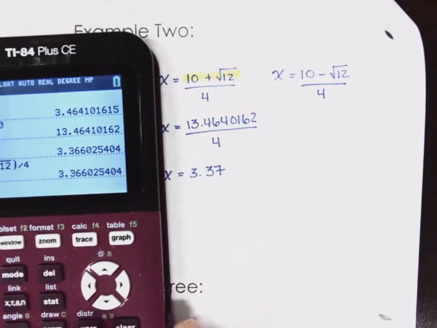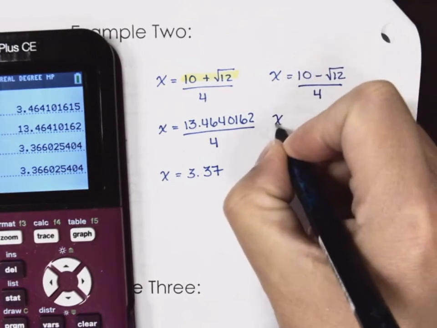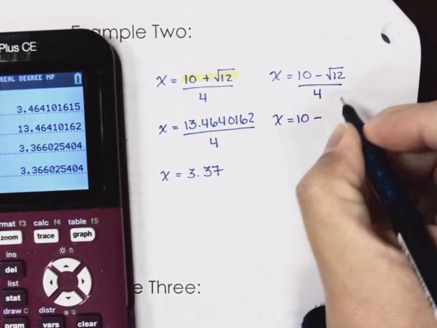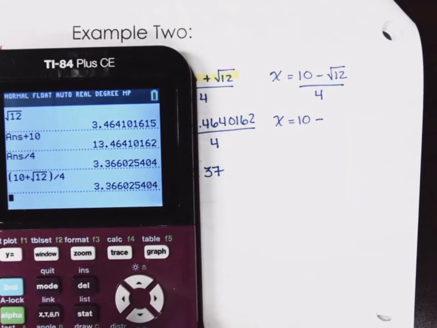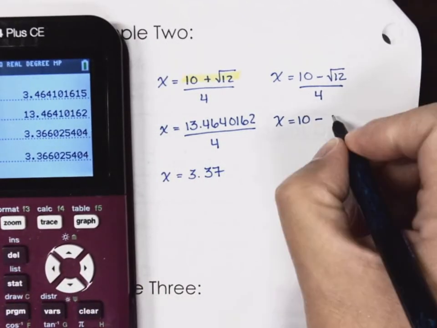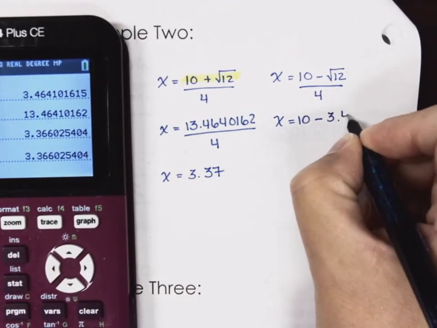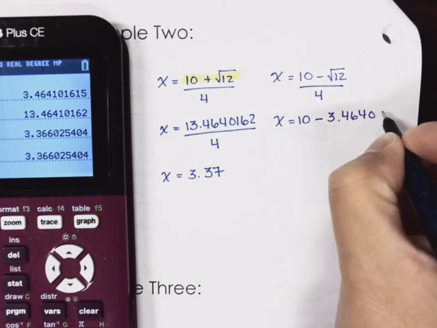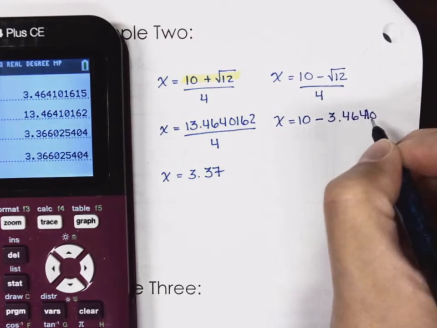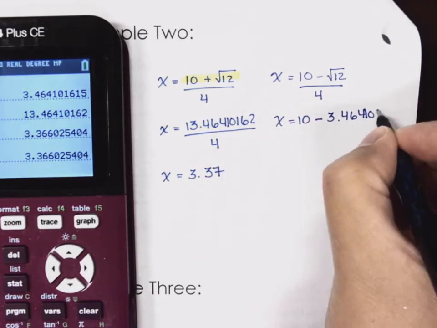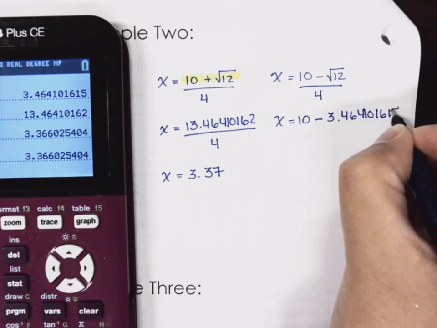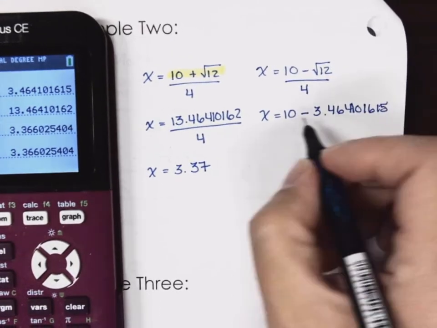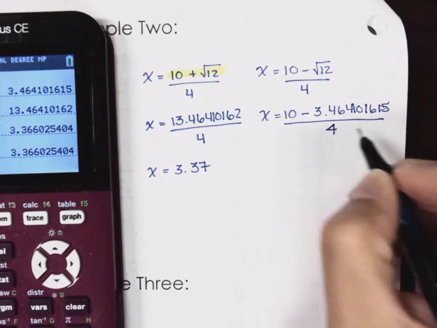All right, okay. So now we're going to have x equals 10 minus root 12, and root 12 is this long decimal here. And again, we don't round in the equation, we use all the decimal places. Holy Hannah, that's a lot. And then that's all divided by 4.